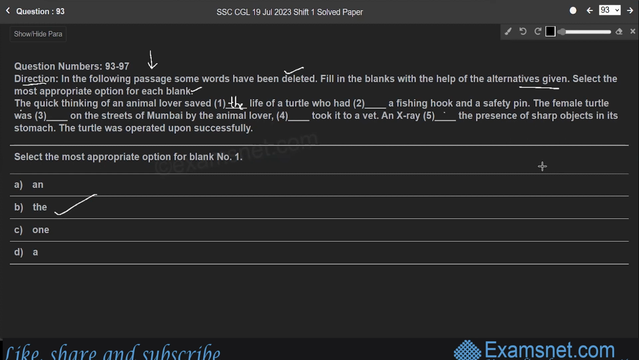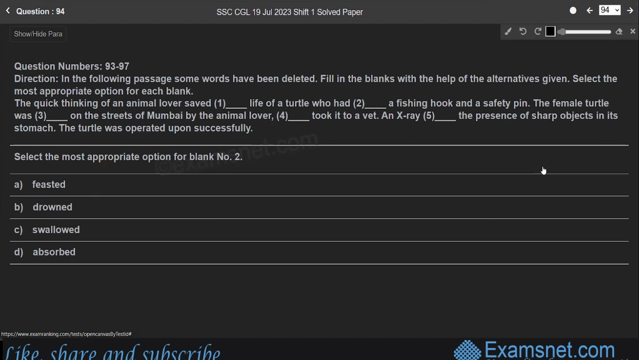Here, the is a definite article, which refers to a specific noun. The specific noun is life of a turtle. Since it is specific, the article the is used, right? So it is a definite article that refers to specific nouns. Since the specific noun here is life of a turtle, therefore the article the is used. The quick thinking of an animal lover saved the life of a turtle who had.